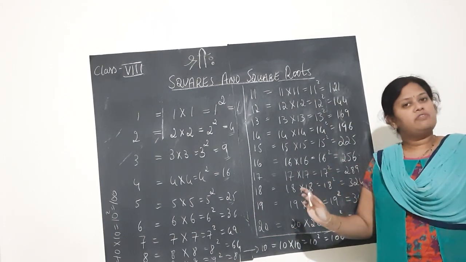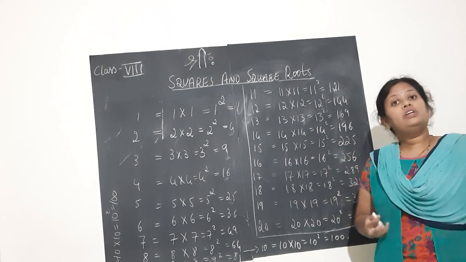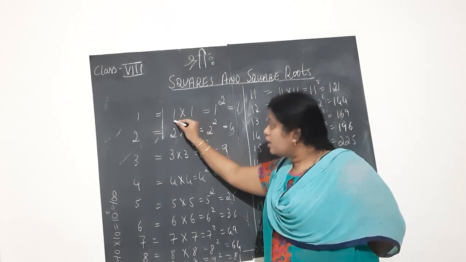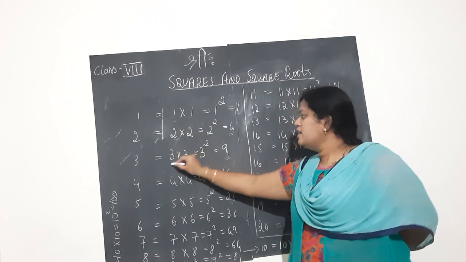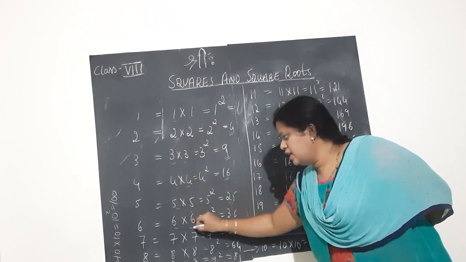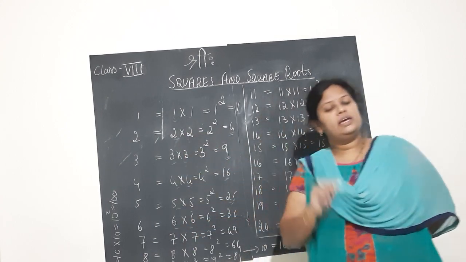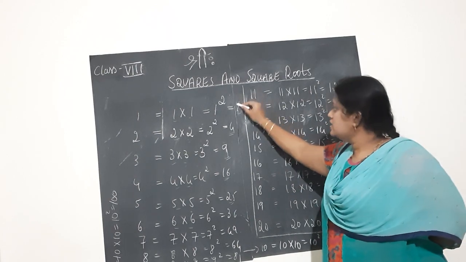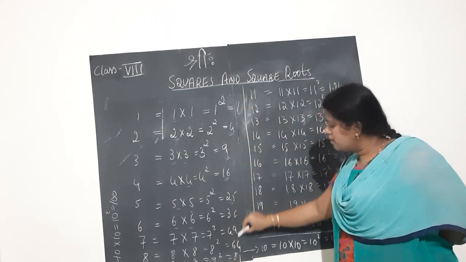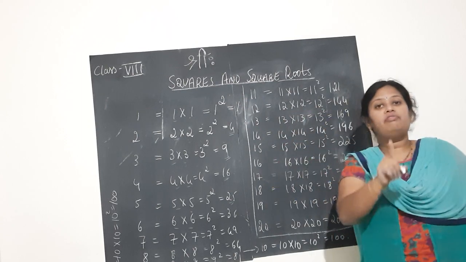Why are they called perfect squares? Because they are perfect. How are they perfect? Because they are obtained by multiplying the same number twice. They are obtained by multiplying the same number twice, and hence these numbers are called the square numbers, and they are also called the perfect squares.